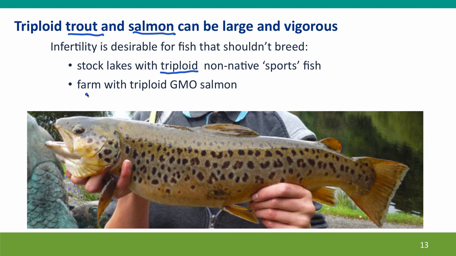Triploidy is also exploited in farmed salmon. There's a great deal of concern that farmed salmon will escape and interbreed with the native salmon, especially if those farmed salmon have been genetically modified. But if the farmed salmon are also triploid, even if they escape, they can't breed, so they're not a threat to the ecosystem.